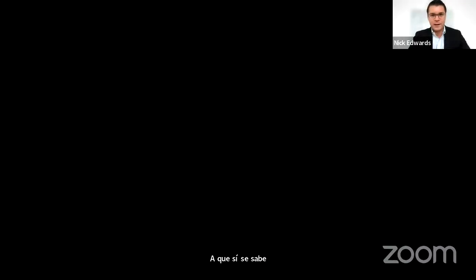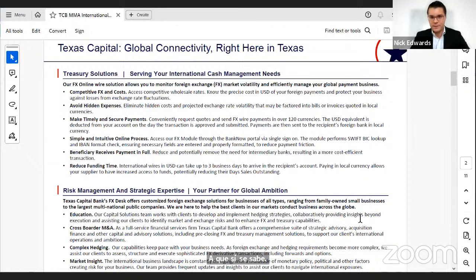Okay, perfect. So what I want to highlight are the two ways that we help our clients when it comes to making these international types of payments. Number one, we have a Treasury solution. This would be your standard wire module. Some banks have this, a lot of regional banks do not.